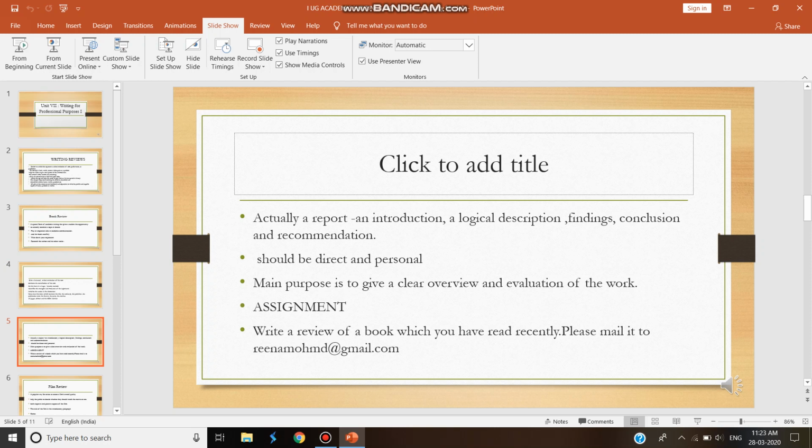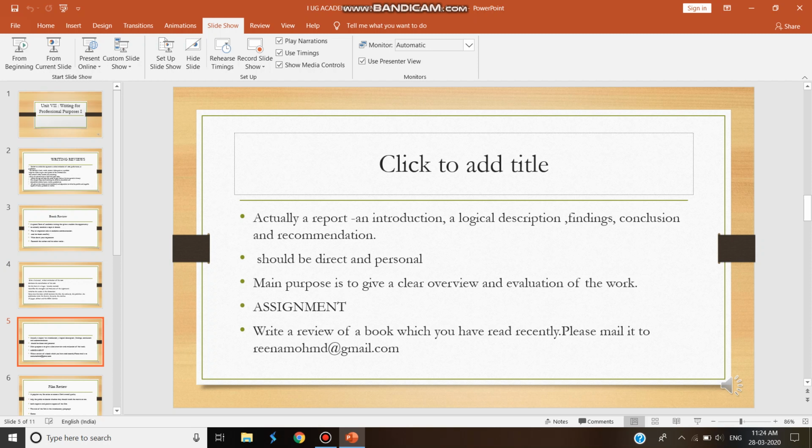And you have to remember that this is actually a report. A book review is actually a report. So, as in the case of other reports, it must have an introduction, a logical description, findings, conclusion, and recommendation. In the introductory paragraph, you can write about the title, who is the author, and the introduction should be very interesting so that the reader feels like reading the whole of the review.